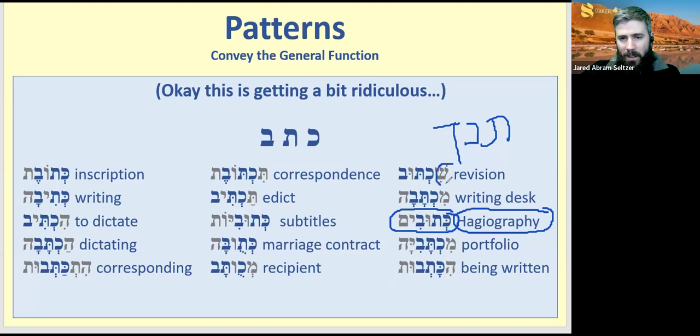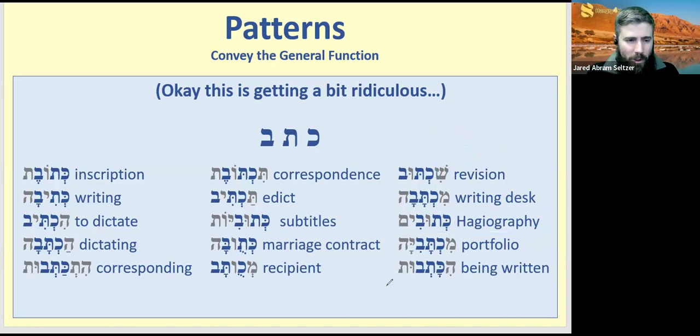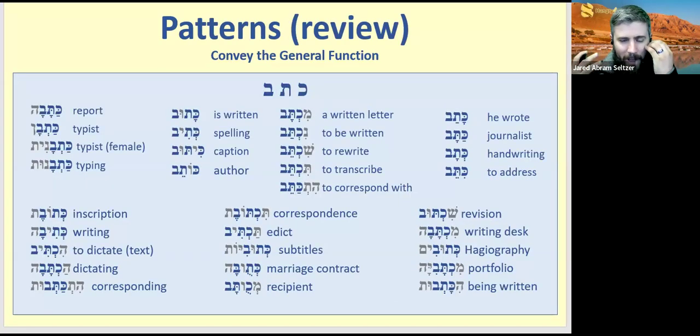There's that sheen again, which means to redo something. Shichtuv is the action of writing something again, a revision. All right, so why do I show you all of this? Why am I showing you everything about how patterns work? Simple. Because I want you to be more familiar with patterns. We're so focused on roots, and that's wonderful, but it's half of the equation. Roots bring the general meaning of the word. Patterns convey the general function of the word.